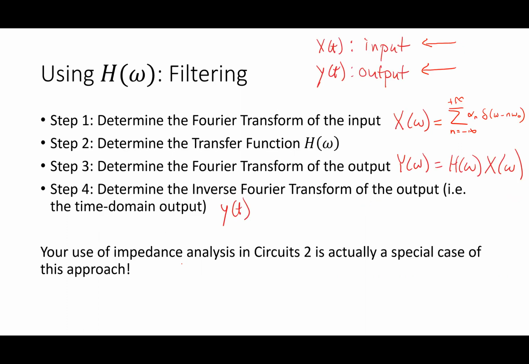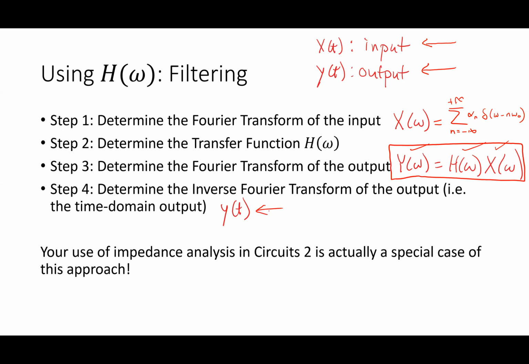So if I know what my input is, I can determine the Fourier transform of the input. I can figure out this thing we call the transfer function that relates the input Fourier transform to the output Fourier transform, and we worked out this relationship. Basically, the Fourier transform of the input times the transfer function is the Fourier transform of the output. We can then take that Fourier transform of the output and convert it back to our time domain signal.